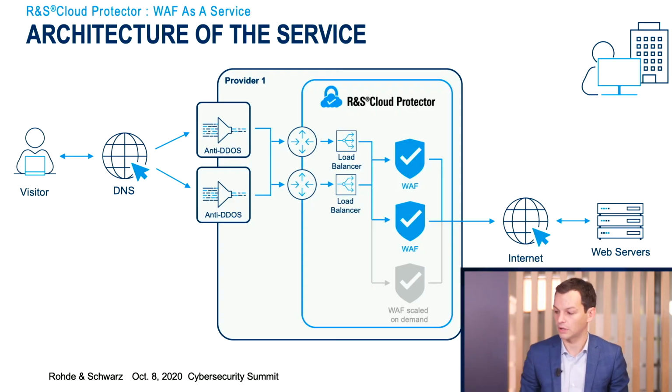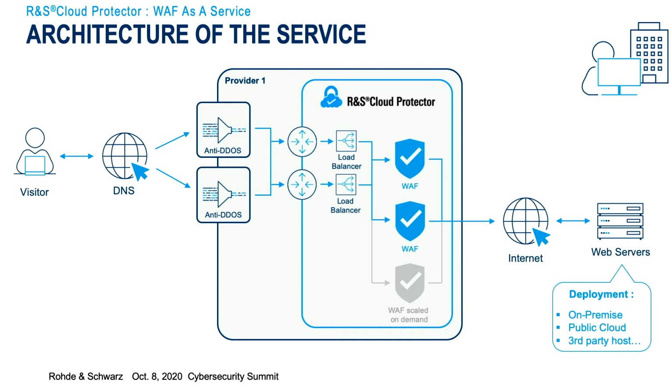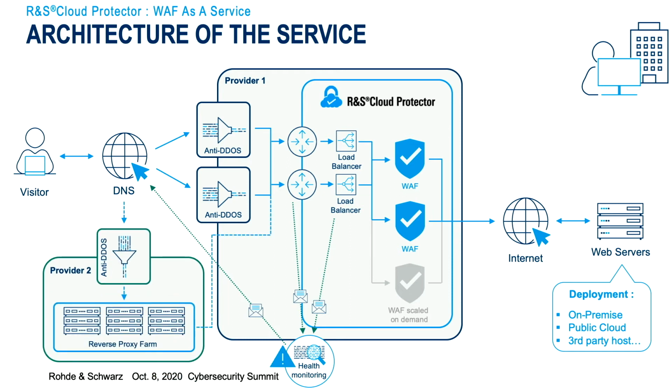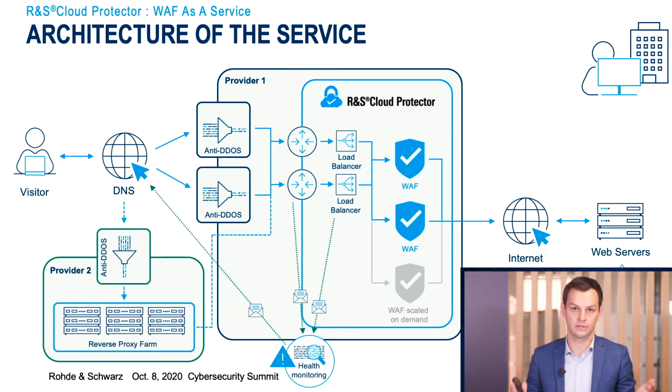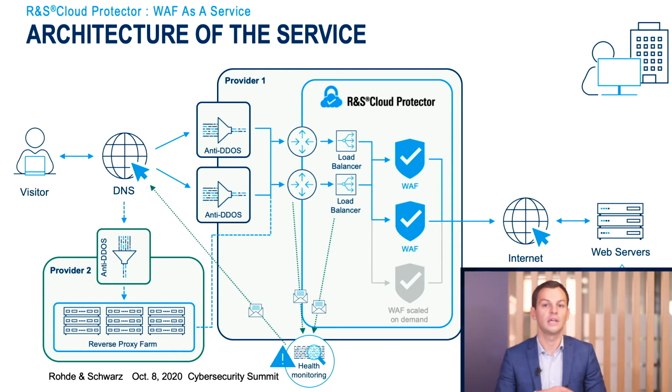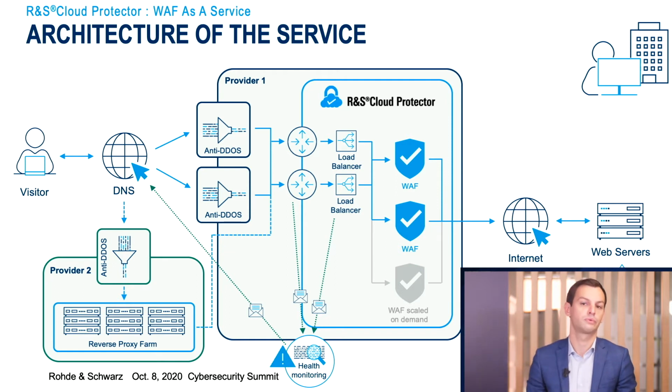The WAFs are addressing the common traffic, and you can have scaled WAF on demand and automatically when you reach a peak. Also, the deployment could be hybrid with on-premise, public cloud, or third-party host. When you have a peak of traffic and a DDoS, there is a health monitoring which can directly address a DDoS issue and provide another DDoS protection with another provider. In a few minutes, you will directly be protected by this second DDoS protection.